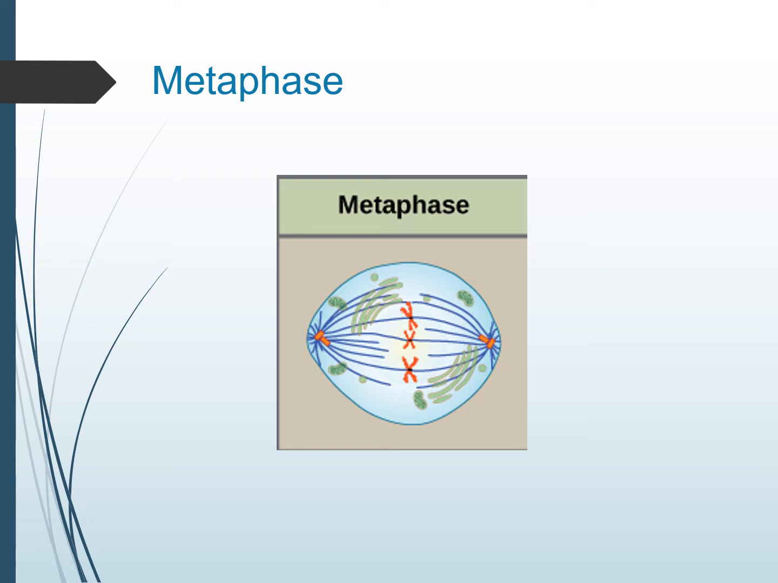During metaphase, the chromosomes align down the middle. This is easy to remember because both metaphase and middle begin with an M. Each sister chromatid is attached to a fiber which is connected at opposite poles.